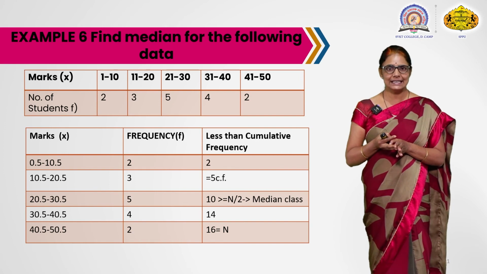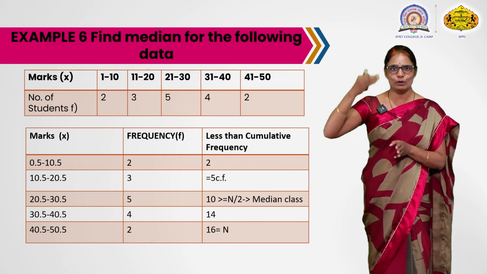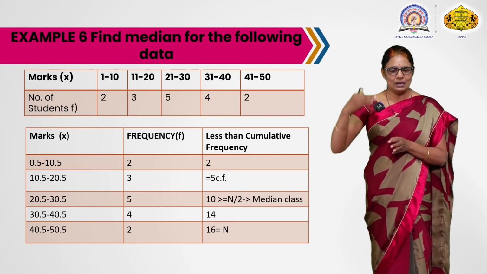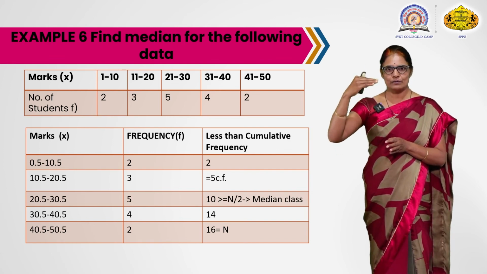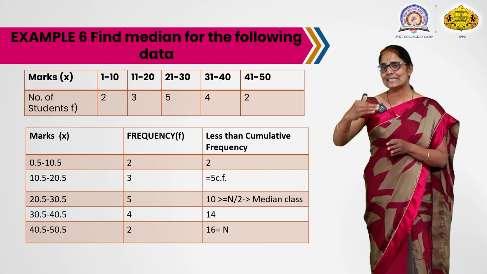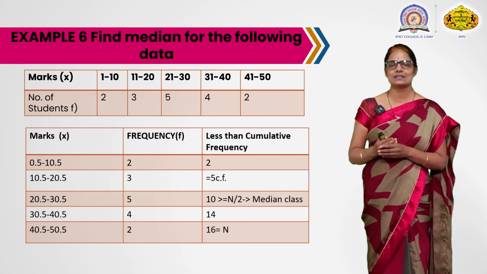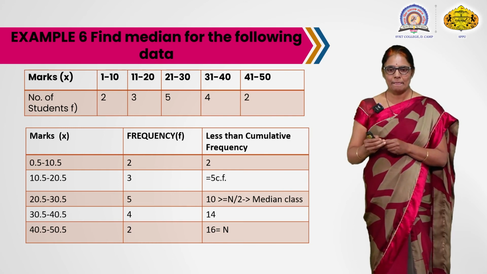Next frequency is 10, which is greater than 8. 8 means n by 2. Remember, what is 8? 8 is n by 2 here. So here the third class, or the less than cumulative frequency of class 3, just exceeds n by 2, that is 8, and that's why this class is known as the median class. So this is a median class.